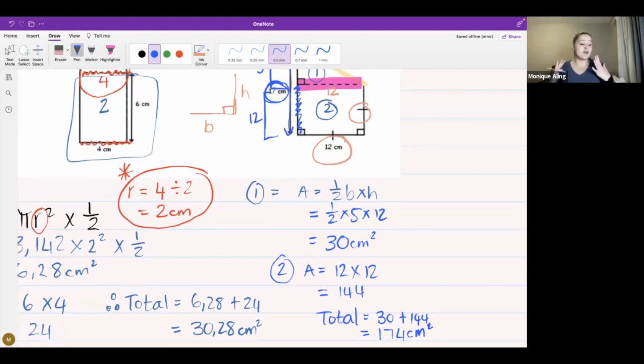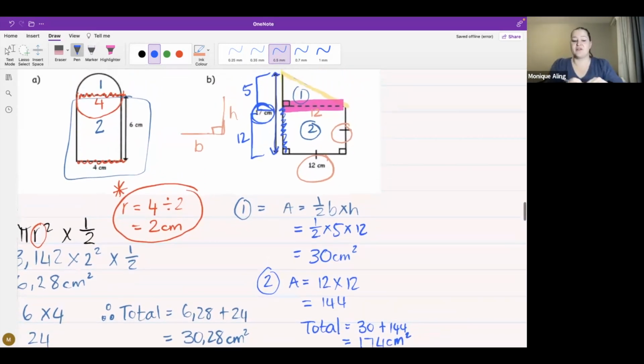Now, if you don't know how to work out the triangle, still do the square side of things, because you'll still get marks for that. So don't just leave it completely. Do the shape that you can do still. If you simply cannot remember what to do with the triangle, okay, don't leave it blank. You could still do the square part, which is half of it.